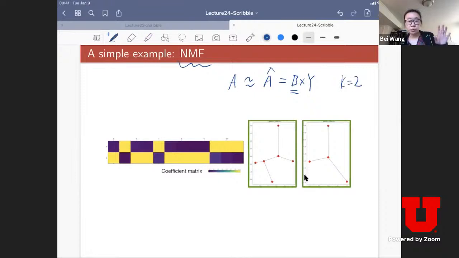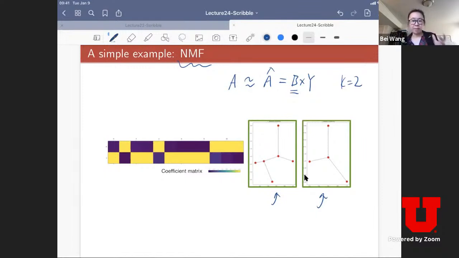I'm going to find two new trees such that they serve as bases. So this is what you see. The things in the green box are now the basis trees I obtained through matrix factorization. So they're not coming from the original input. They're not original input trees.